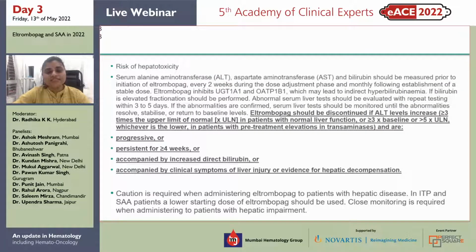So we have a drug insert which says that eltrombopag should be discontinued if the ALT level increases to more than 3 times the upper normal limit or more than 3 times the baseline, or there's a progressive increase in transaminase, or it's persistent for 4 weeks, or accompanied by increased direct bilirubin or clinical symptoms of liver injury. So these are indications wherein we withhold the eltrombopag. Otherwise, for mild elevations, we continue with the dose. Probably we decrease the dose, but we do not stop the drug.